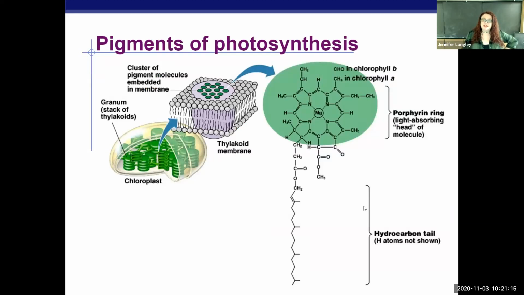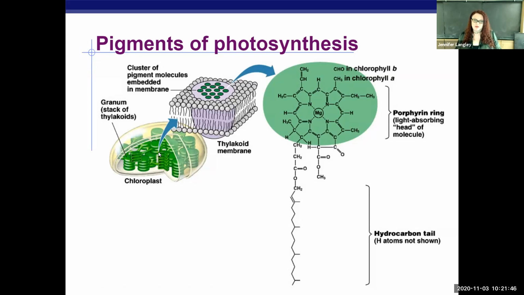All right, pigments of photosynthesis. Now we didn't have pigments in our mitochondria that we had to worry about because they weren't trapping energy. Pigments are colored molecules. And in this case, we have 2 different ones. We have chlorophyll A and chlorophyll B. And I talked about having 2 different photosystems. Those 2 photosystems, one uses chlorophyll A, one uses chlorophyll B. And basically, electrons are excited at a different wavelength of energy.